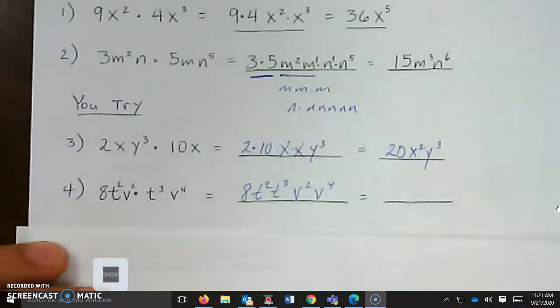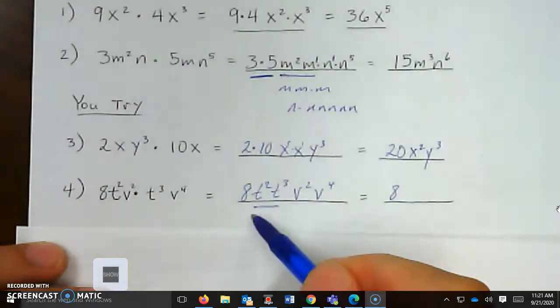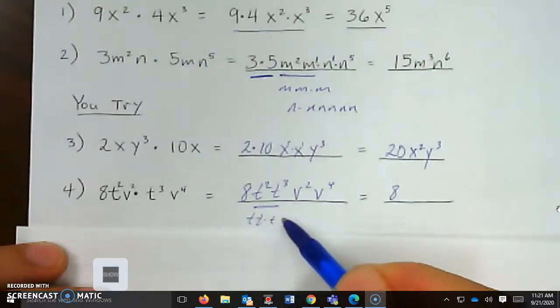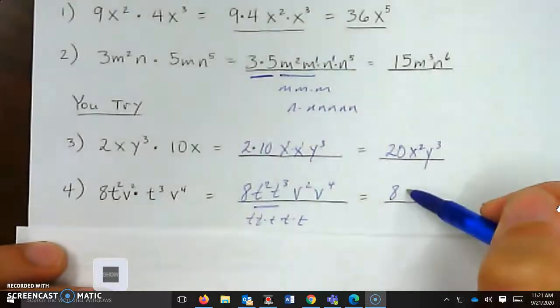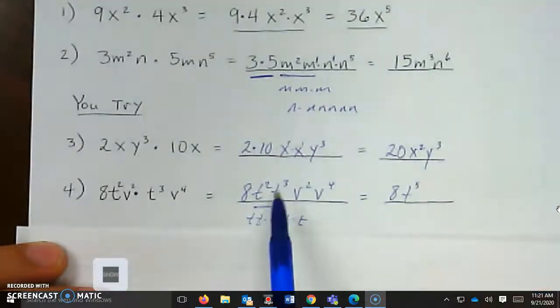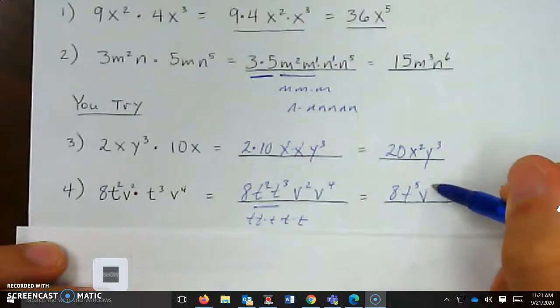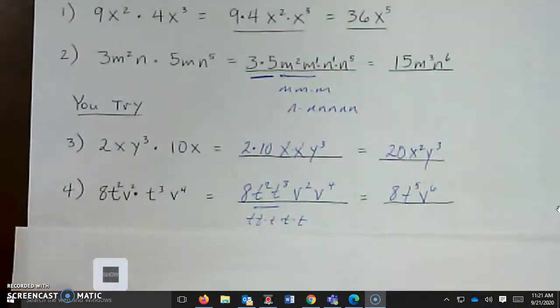And now time for the answer. So 8 times, oh, there is no other coefficient. As I said, 8 will show up there. Here are your t's. T squared times t to the third. If you wanted to write them out, you could and just count them. T to the fifth. What I'm really doing is adding those exponents. And same way with the v's. V to the sixth.